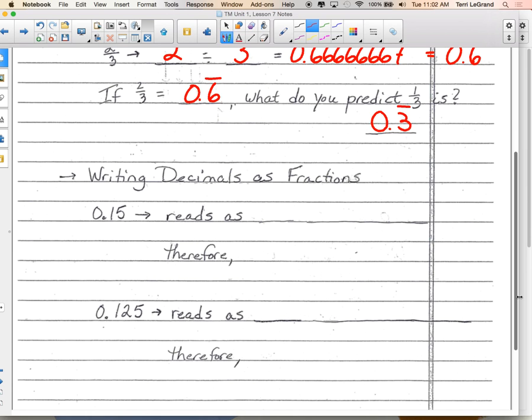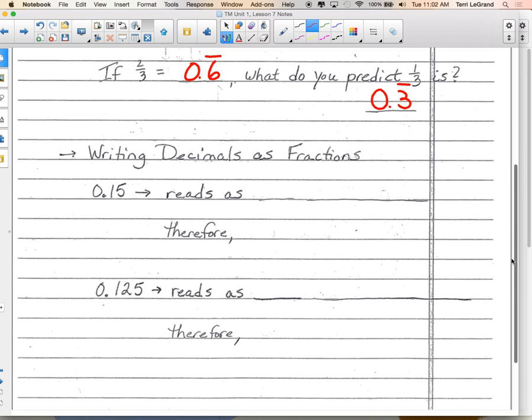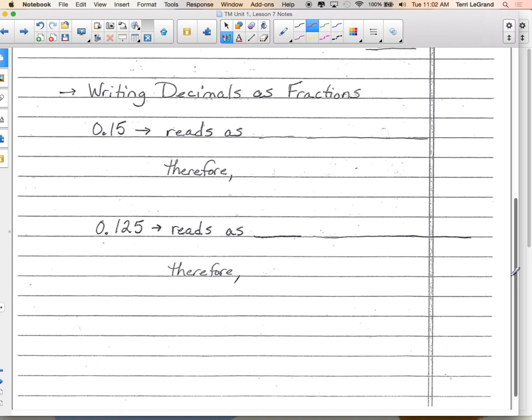Okay, then let's go to our last learning goal, which is writing decimals as fractions. 0.15. How does that read? Okay. You know what? We're going to say 0 and 15 hundredths. Or, you're right, we could just read it as 15 hundredths.